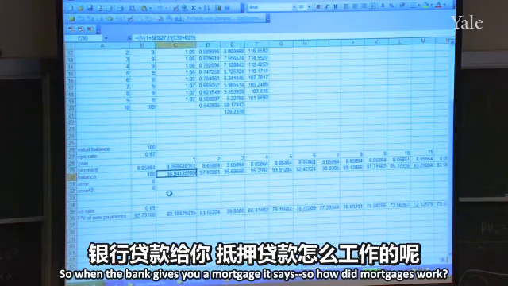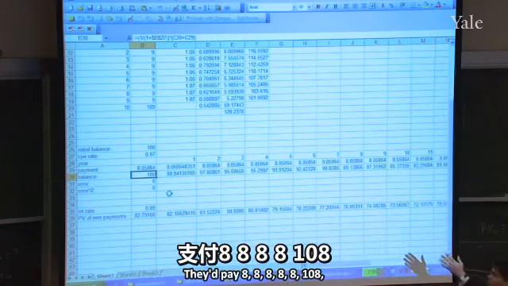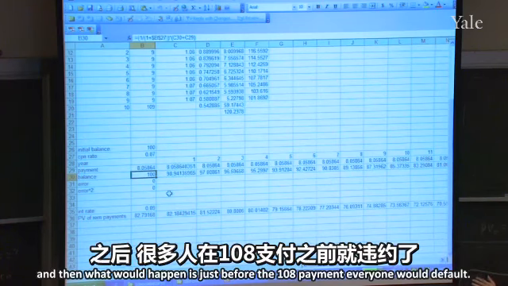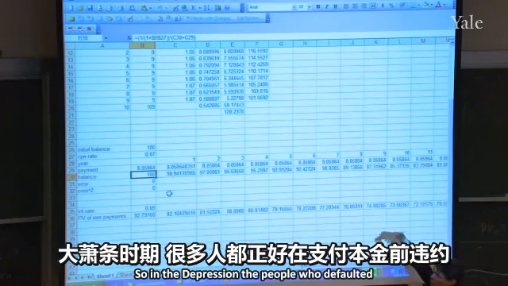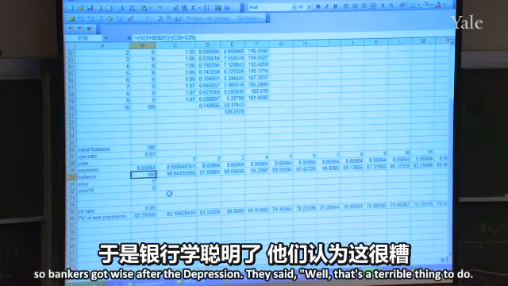So when the bank gives you a mortgage, how did mortgages work? It used to be in the old days that mortgages were coupon bonds. They'd pay 8, 8, 8, 8, 108. And then what would happen is just before the 108 payment, everyone would default. So in the Depression, the people who defaulted were people who defaulted just before their big principal payment. So bankers got wise after the Depression.